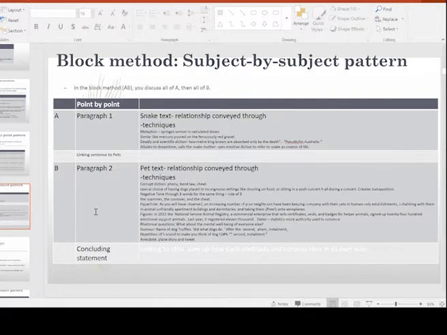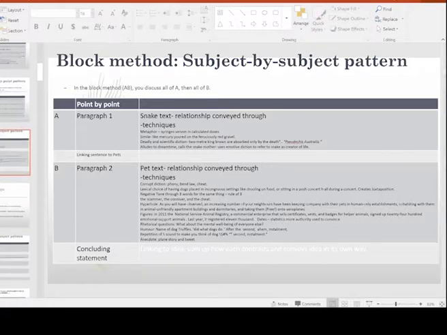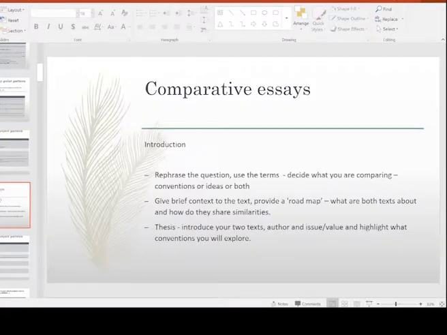Or you can do subject by subject. So you talk all about the snake text, say, and then you have a linking sentence to the next text, and you talk all about the pet text. And in your concluding statement, you look at how they compare and contrast to each other. But in an extended essay, you're obviously going to have a lot more to talk about. You're going to have more than 2 paragraphs.